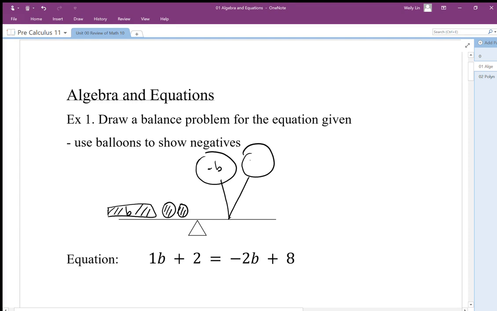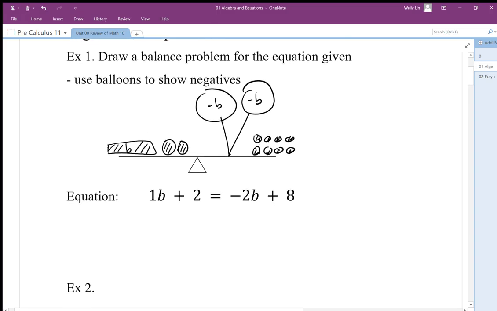Negative B. Okay, and then we've got these 8 things that we are weighing the balance down. Okay, so we're not going to physically do the balance of the balloons and everything all the time, but understand that it is acting opposite of the B on that balance.